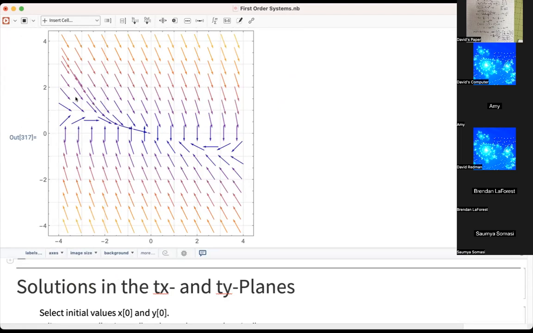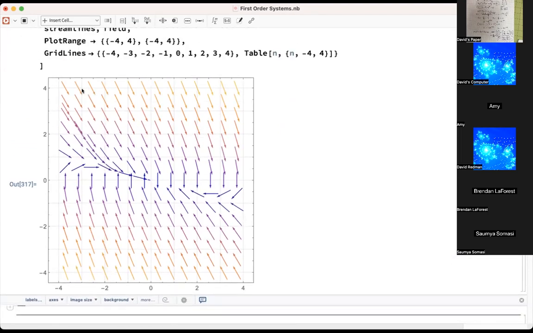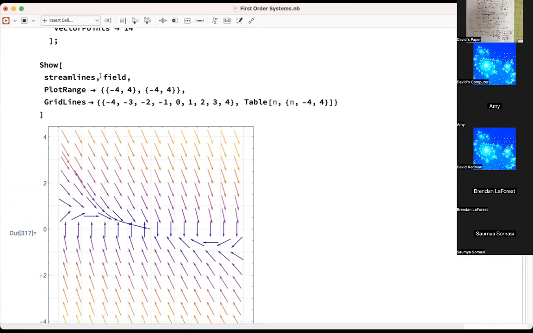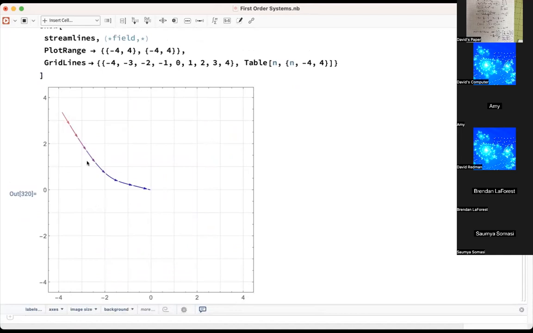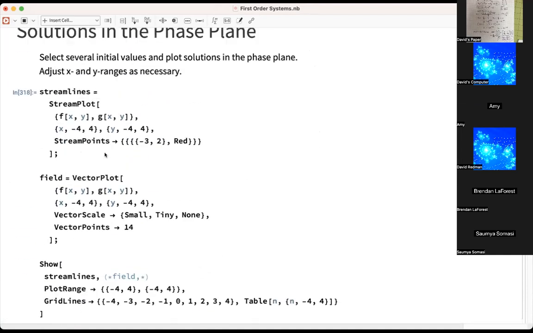It's the solution that goes through minus 3 and 2. Now, the problem is you can't see it because I have the field there. So I'm going to comment out the field. There's a solution that goes through minus 3 and 2. Let's handle the coloring problem right now.